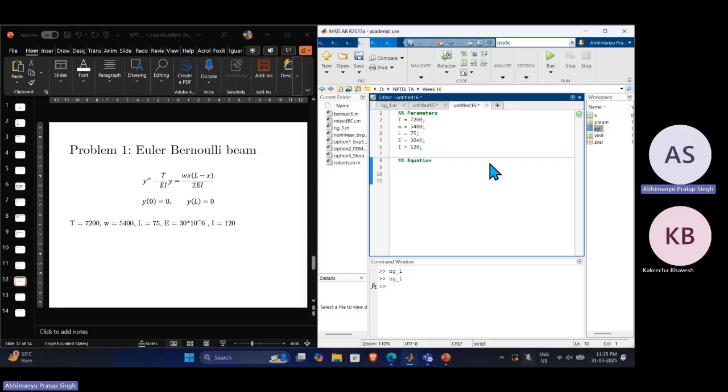So the equation that we get is y_{i+1} - 2 y_i + y_{i-1}, plus (t h square divided by EI) y_i, is equal to simple w h square (x L minus x) divided by 2EI.